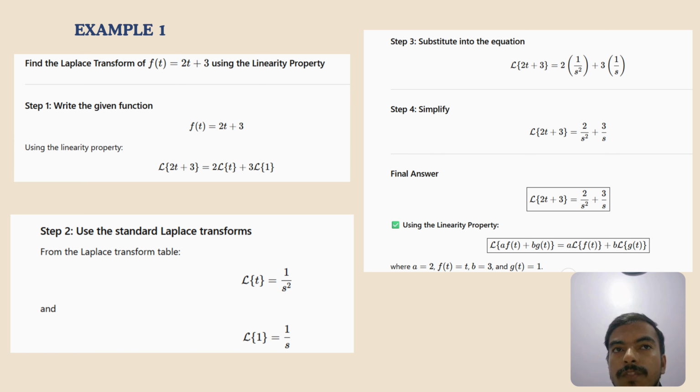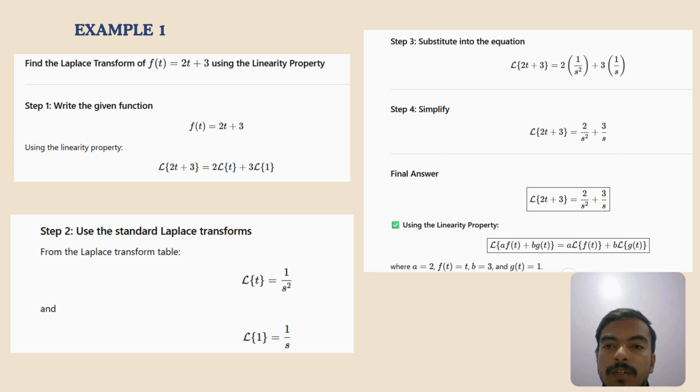After we include all of the things, we move on to step 4, and we can see the Laplace of 2t over 2t plus 3 equals 2 over s squared plus 3 over s, which we get simplified from step 3. Final answer, we will get Laplace of 2t plus 3 equals 2 over s squared plus 3 over s. We are using the question by linear property equation.